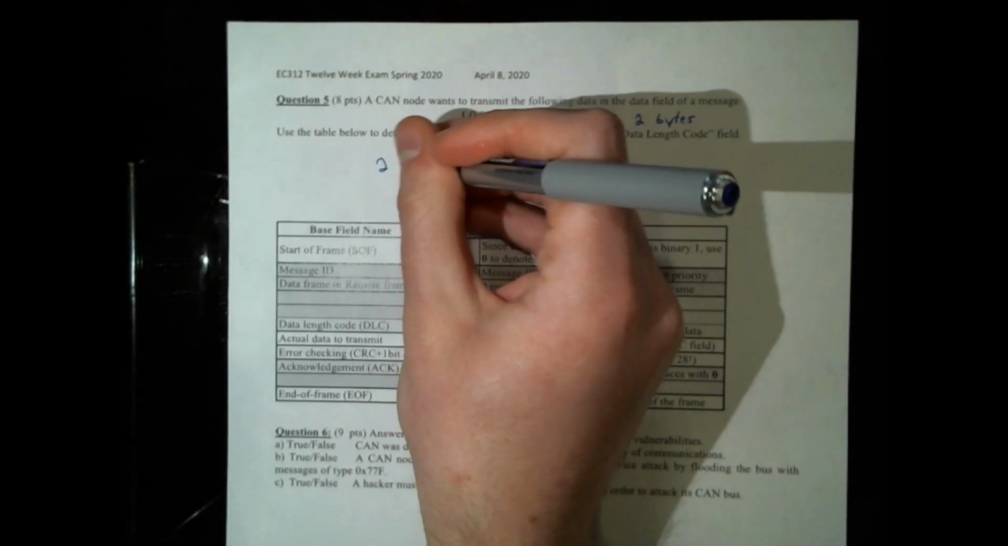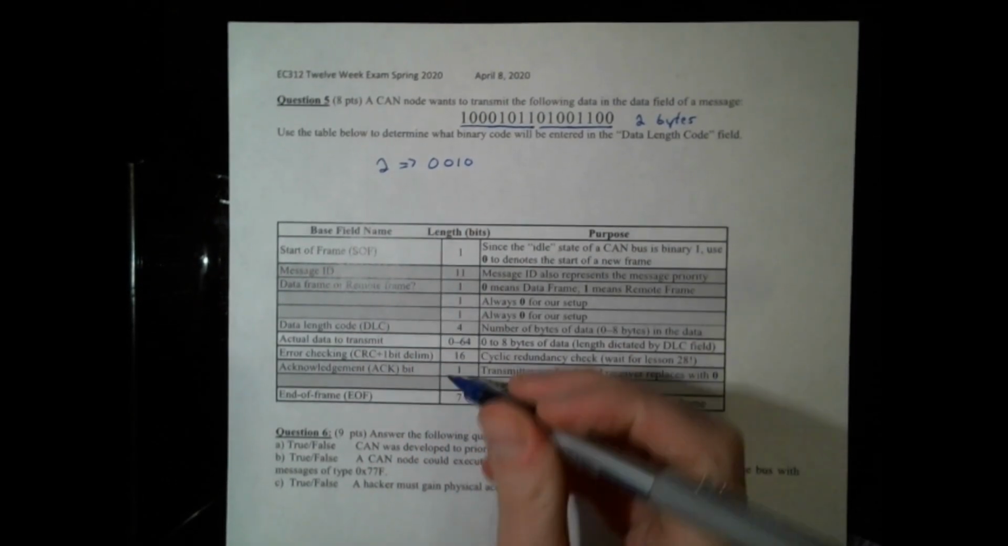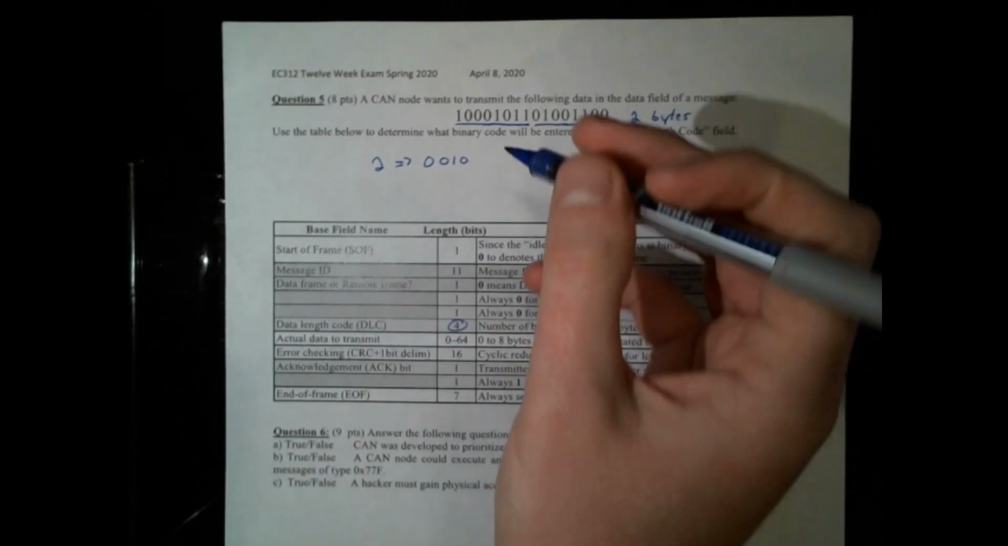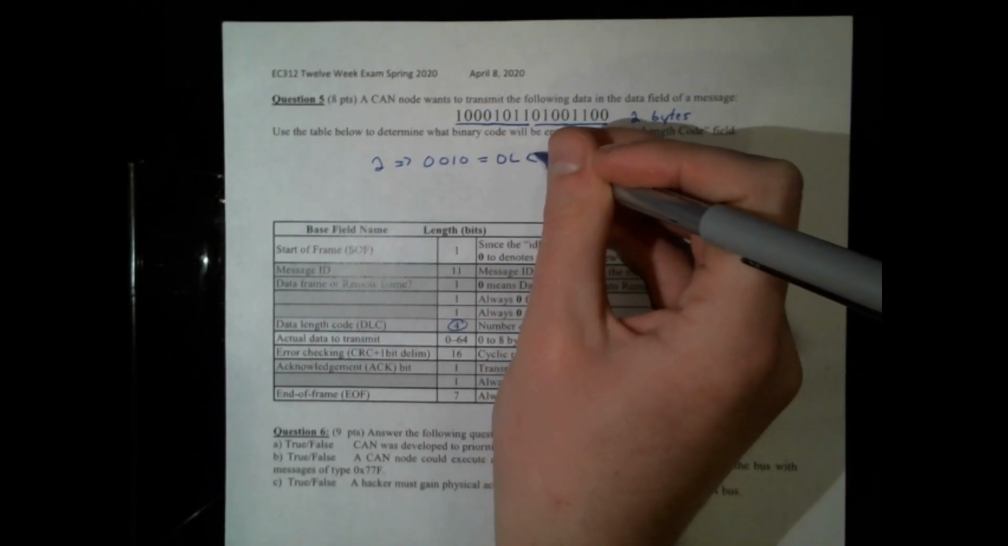And 2 in binary is going to be 0010, in 4 bits of binary specifically. So we're trying to fill out that whole length of data. And that means that's what our DLC is going to be, for data length code. And that's it for question number 5. So on to the next one.